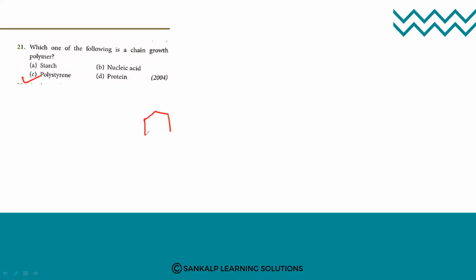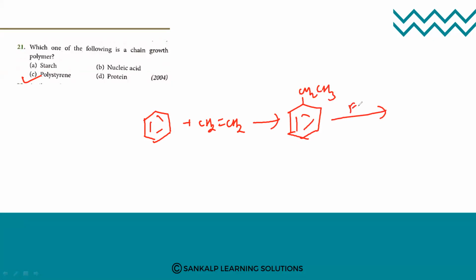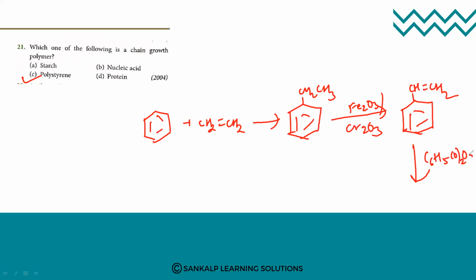Benzene reacts with CH2 double bond CH2 and gives CH2, CH3. In the presence of Fe2O3 and Cr2O3 this gives you styrene, CH double bond CH2. This will undergo polymerization with C6H5 CO twice O2, and gives you polystyrene, CH, CH2.